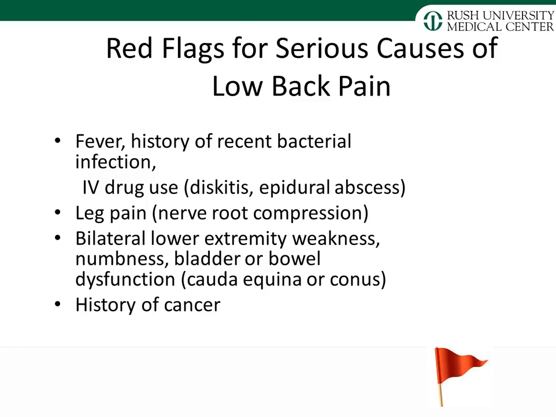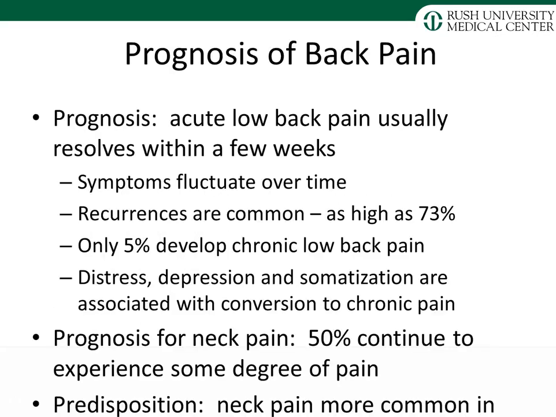If patients have leg pain, so pain that's radiating from the back into the leg, again, you want to worry about radiculopathy and nerve root compression. If the patient has bilateral lower extremity weakness or numbness and they have bowel or bladder dysfunction, you're going to be worried about cauda equina or conus syndrome. Again, this can also be an emergency because it can lead to irreversible neurological deficits. And finally, if the patient has a history of cancer, you might worry about metastasis causing a lesion in that region.